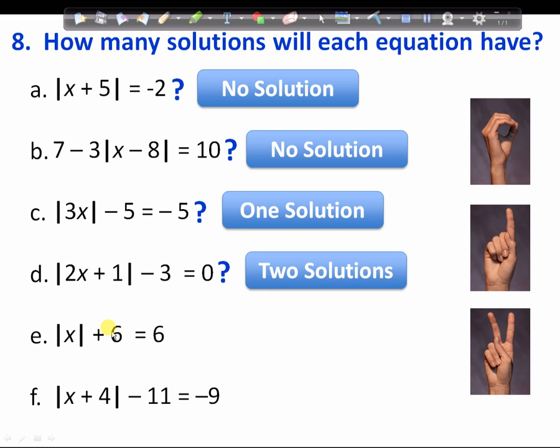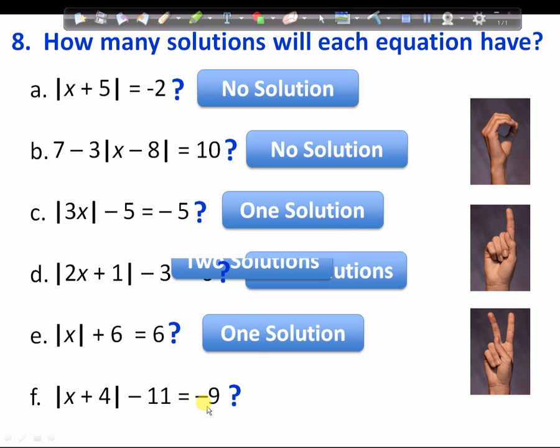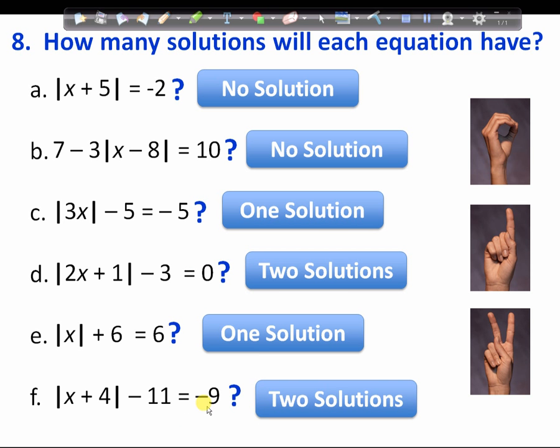On E, if I subtract 6 from both sides, 6 minus 6 is 0, so the absolute value of x would equal 0. So I would have 1 solution. And here, if I have minus 11 and I add 11, negative 9 plus 11 would give me a positive number, which would mean I would have 2 solutions. Again, if you did not get any of those correct, please make sure that you go back and fix those.